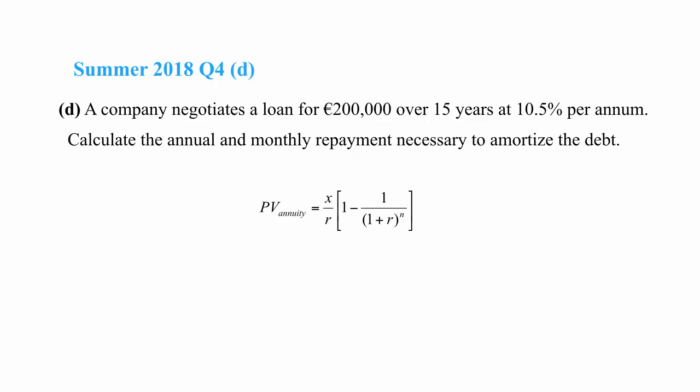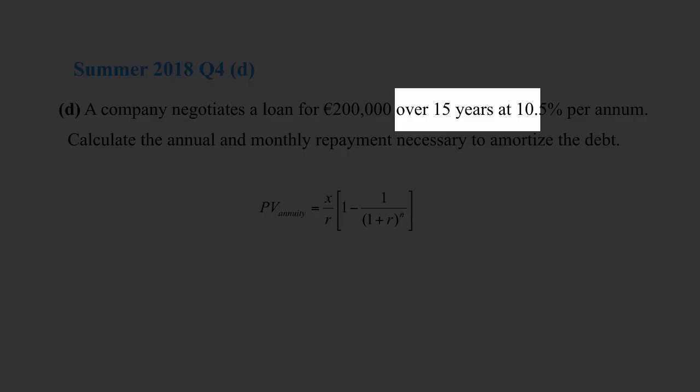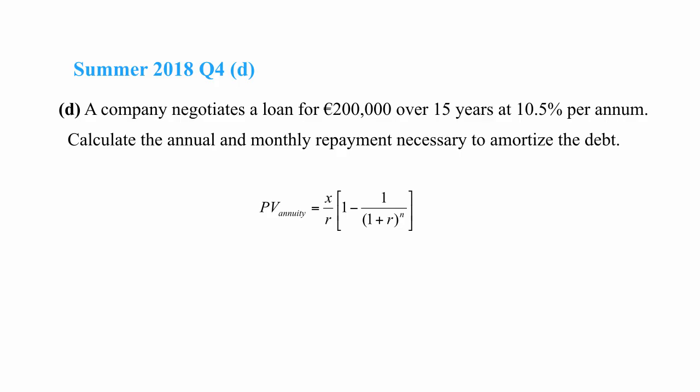So this came up in summer 2018, question 4D. A company negotiates a loan for €200,000, a 15-year period at 10.5% per annum. So we know this again is an annuity because we have a finite period of 15 years. We're asked to calculate the annual and monthly repayment necessary to amortize the debt. All that means is to cancel out the debt.